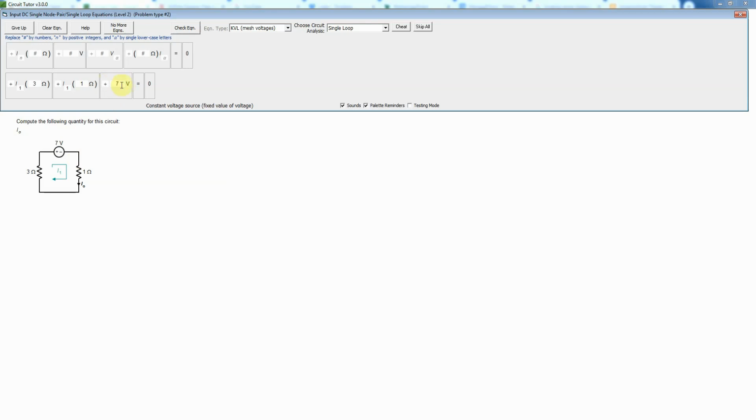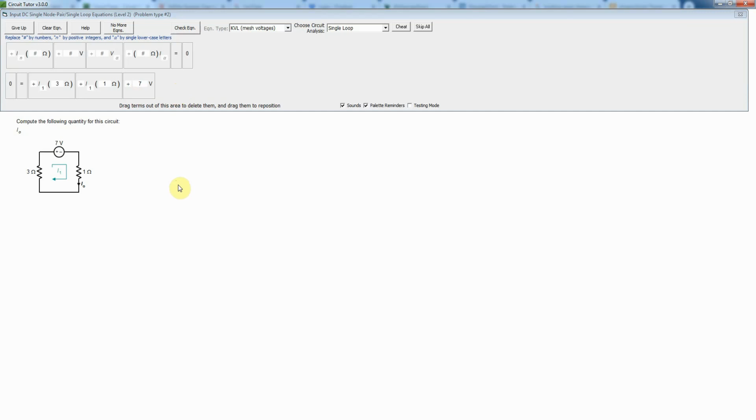Now, if you prefer to add voltage rises, you can do that. You would just make every term negative. So I put a minus sign here, a minus sign here, and then a minus sign here. That will also be accepted. And in fact, if you want to put some of the terms on the right-hand side of the equation and some on the left-hand side, for example, if I wanted to move this over there and this over there, I can do that. Any algebraically valid form of the equation will be accepted if it's correct.